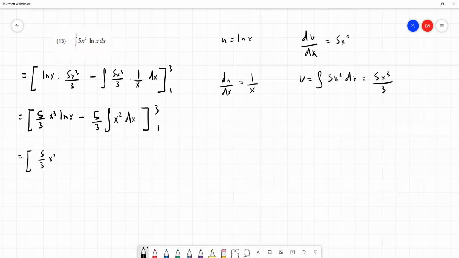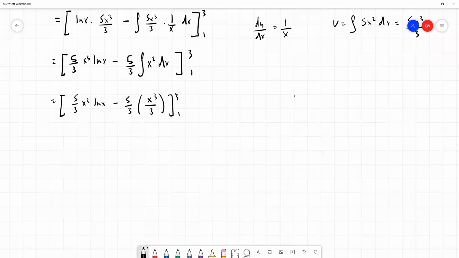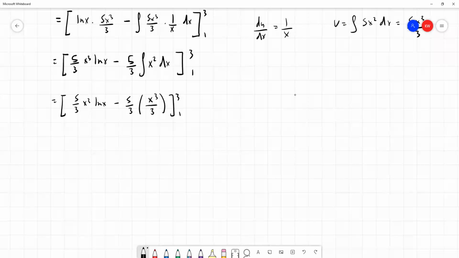So our term on the left-hand side of this is the same, and we've got 5 over 3 multiplied by the integral of x squared, which is x cubed over 3. And just as a matter of tidying up, we'll take one more line before we put in the limits. So we have 5 over 3 x cubed log x minus 5 over 9 x cubed.